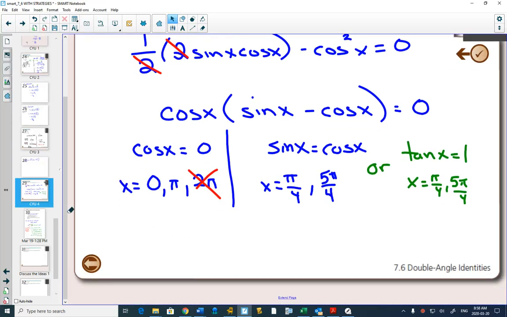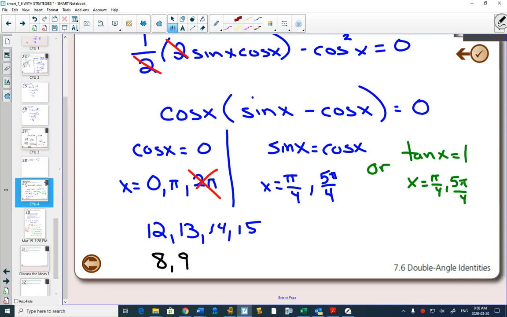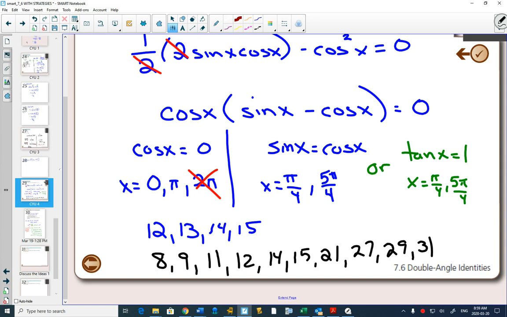Now I have a ton of questions for practice for the weekend. So you have from your textbook 12, 13, 14, 15. And although the sub gave you these questions already, and you could do some of them, you couldn't do all of them. So on the back of your Identities page, maybe you wrote these ones down already, 8, 9, 11, 12, 14, 15, 21, 27, 29, 31. Okay?